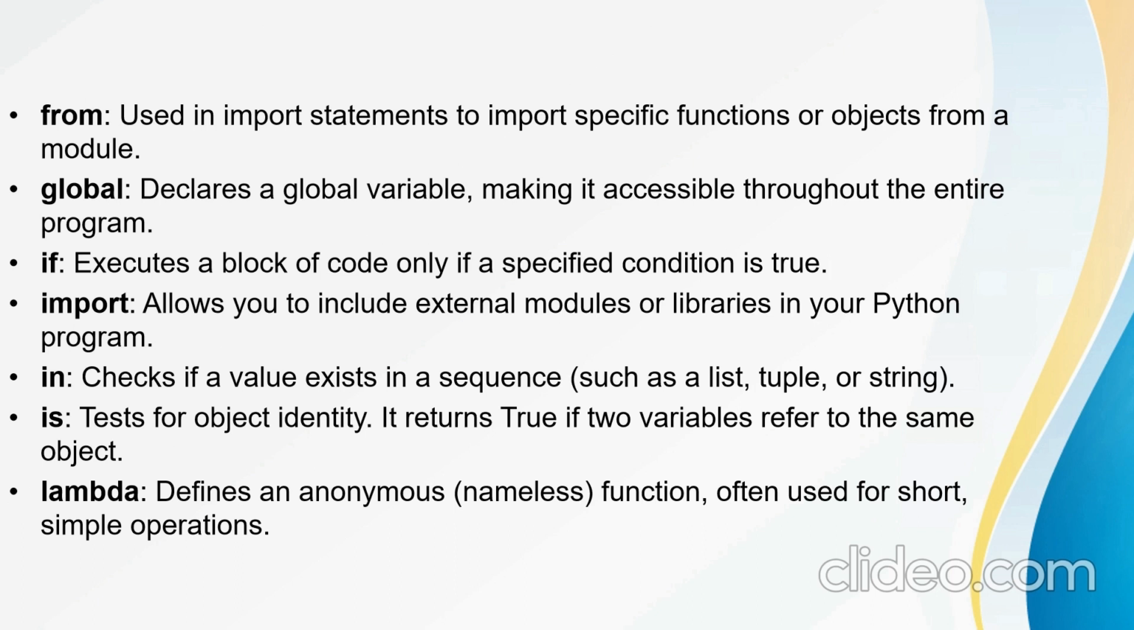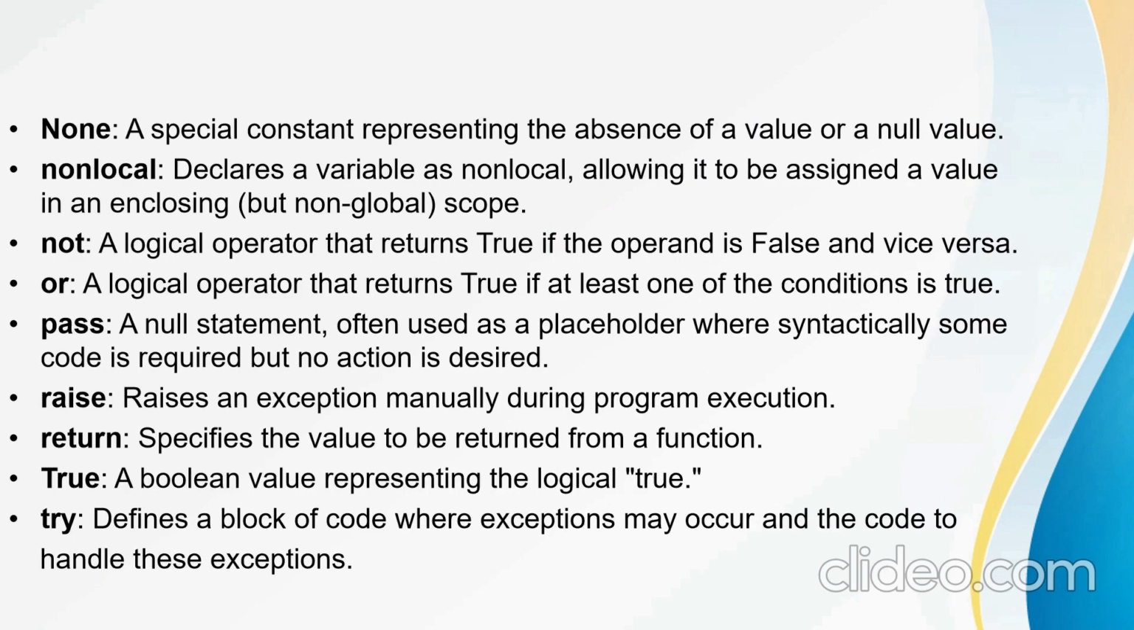Lambda: defines an anonymous, nameless function, often used for short, simple operations. None: a special constant representing the absence of a value or a null value. Nonlocal: declares a variable as nonlocal, allowing it to be assigned a value in an enclosing scope. Not keyword: a logical operator that returns true if the operand is false and vice versa. Or keyword: a logical operator that returns true if at least one of the conditions is true.